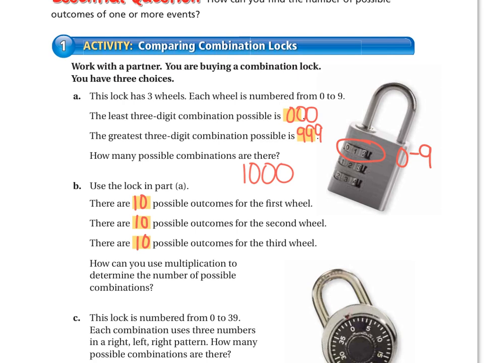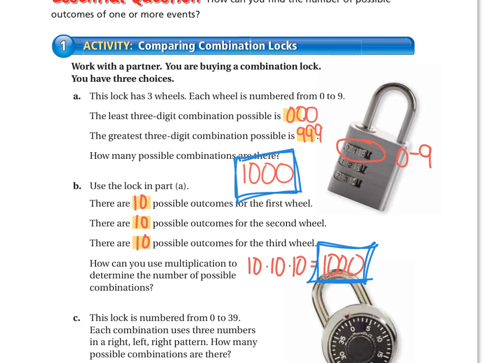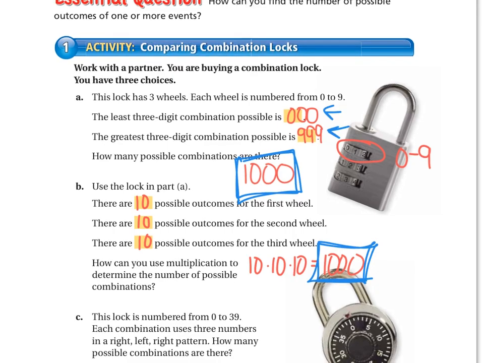It says, how can you use multiplication to determine the possible number of combinations? Well, if I do 10 times 10 times 10, I get 1,000. That's extremely helpful, and we're going to talk more about this, because it's a much easier way to get my answer of 1,000 different combinations than to think of how many different ones there are like I did up here. I'd much rather just be able to multiply the combinations together.